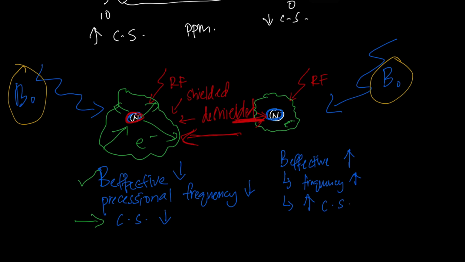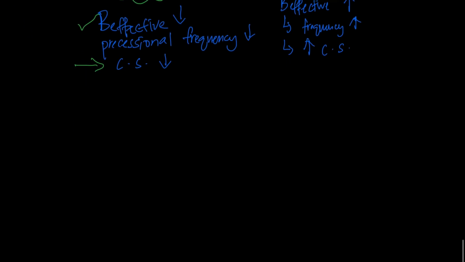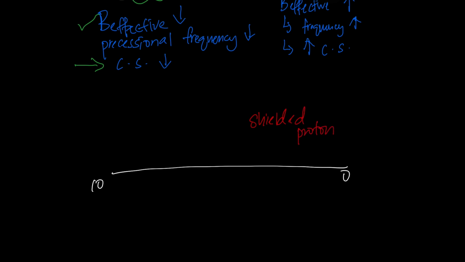So to summarize this, this is the spectrum, starting from 0, maybe up to 10 ppm. The shielded proton will have a low chemical shift value. The de-shielded proton will have a higher chemical shift value.